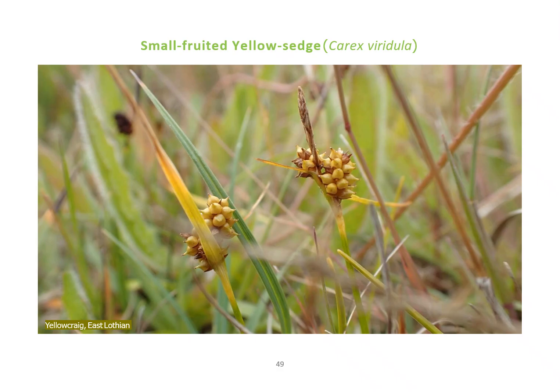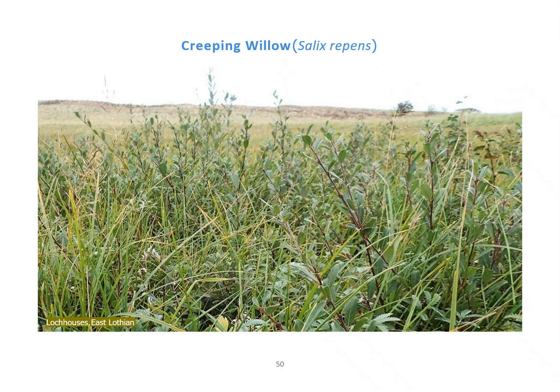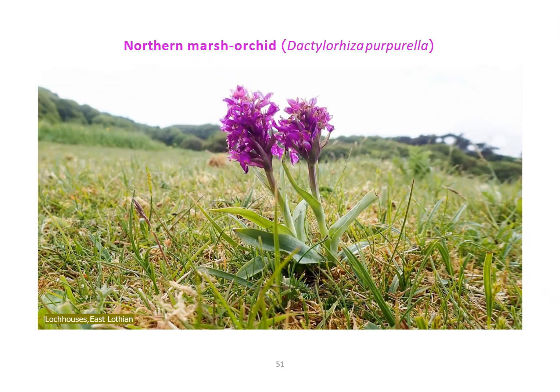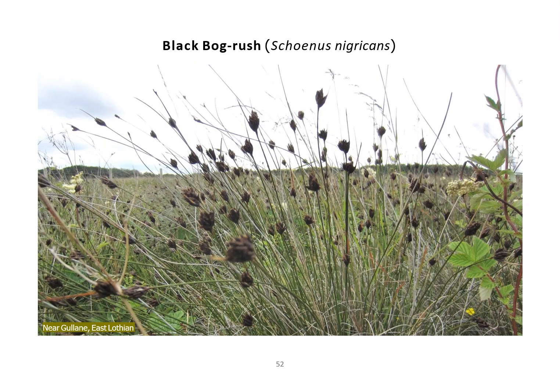And creeping willow is really common in dune slacks in lots of parts of Britain. Don't tend to see so much of it really around here in the dunes, but locally there is a bit here. But lockhouses on the coast of East Lothian. Nice to see creeping willow there. Northern marsh orchid, a good dune slack species here. Black bogrush, genus Nigropan, is very, very rare on the east coast, and that's near Gullen.